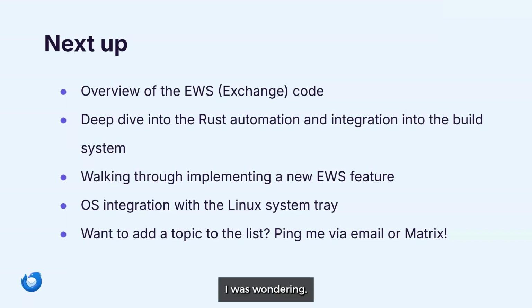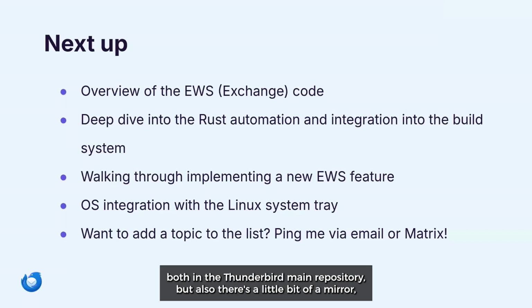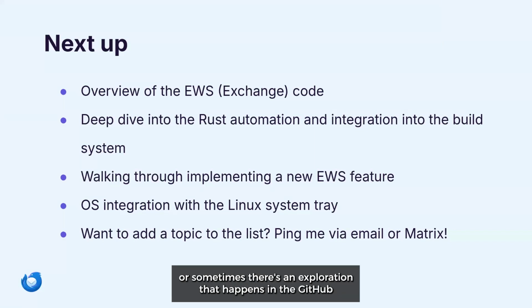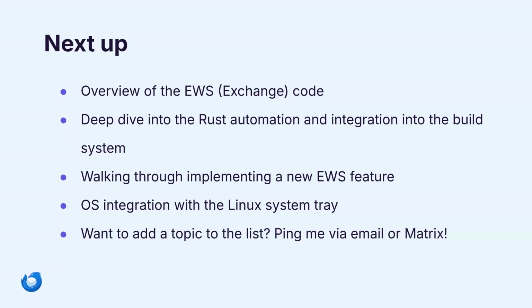Thank you. I was wondering, from your team's perspective, as our Rust code specifically lives currently both in the Thunderbird main repository, but also there's a bit of a mirror, or sometimes an exploration that happens in the GitHub repository where we have some crates that they leave there. Where should our contributors primarily look at, submit patches, open issues? What is the preferred path to you?